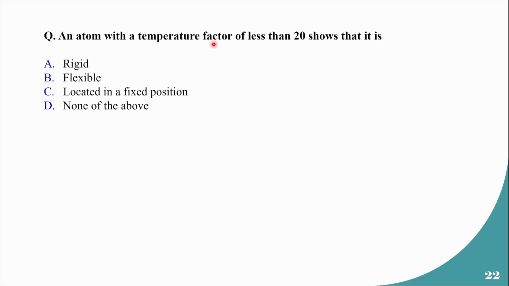So here for less than 20, you can basically say it is rigid. You can also maybe say located in a fixed position, kind of. That's very similar. But if it was less than 10 or 5 or a very low value, then you could have probably said that. But anyway, for less than 20, you can generalize it by saying that it is a very rigid atom, with not much thermal fluctuation captured in this particular atom.